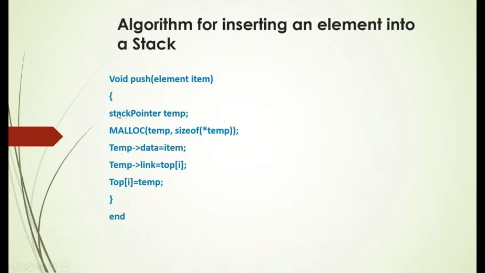Now we create a temporary node using the malloc function and assign the data field with the item which is received from the user, and we link that node to the top and we update the top value as that node. Now our push function is completed and we have completed inserting an element into the stack.